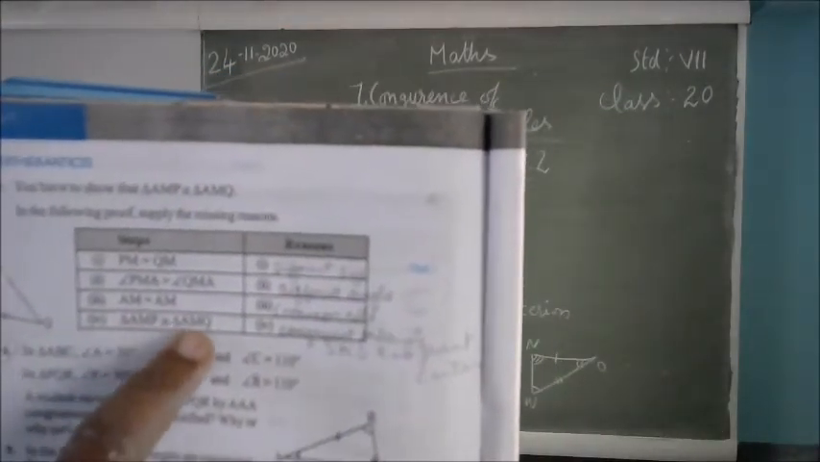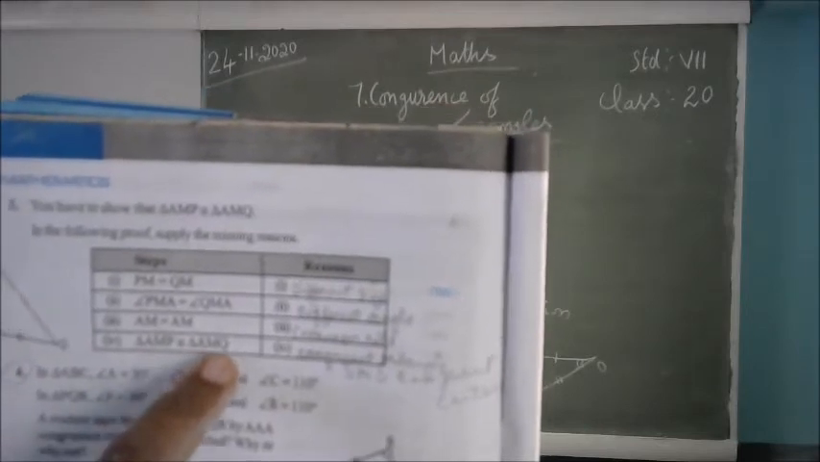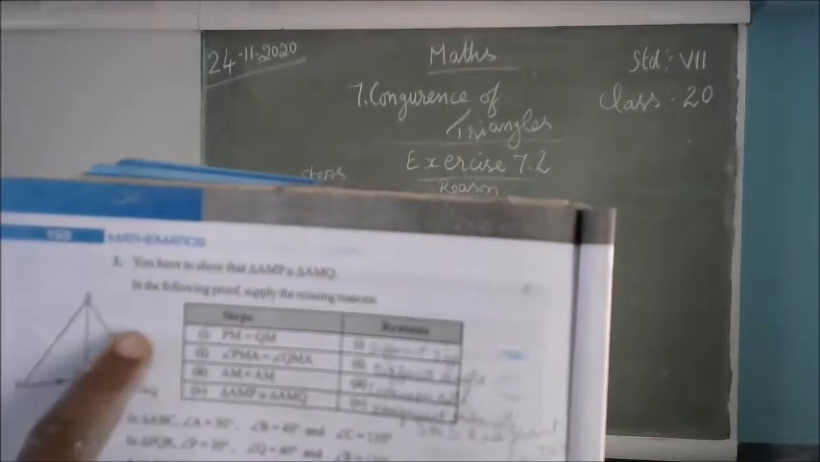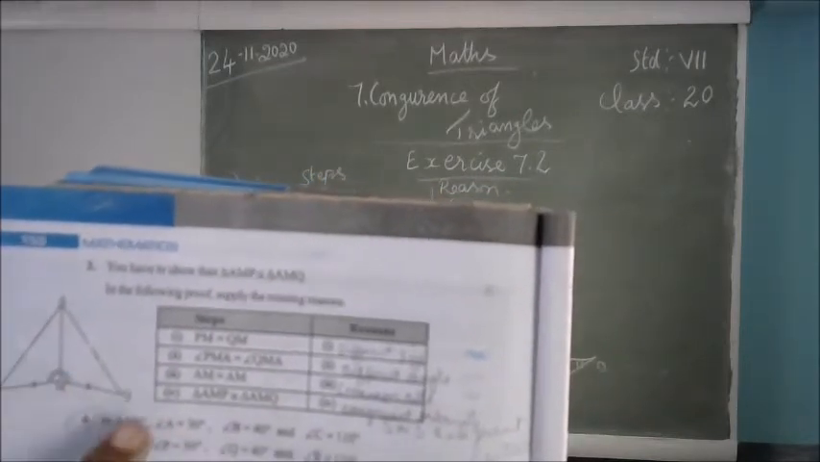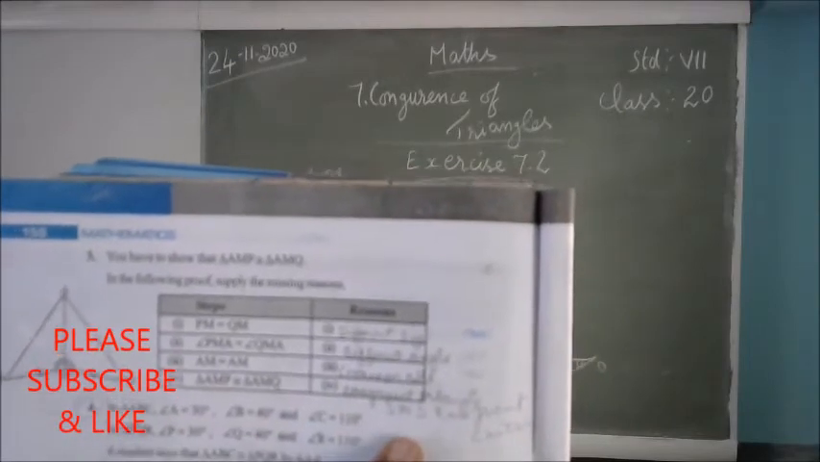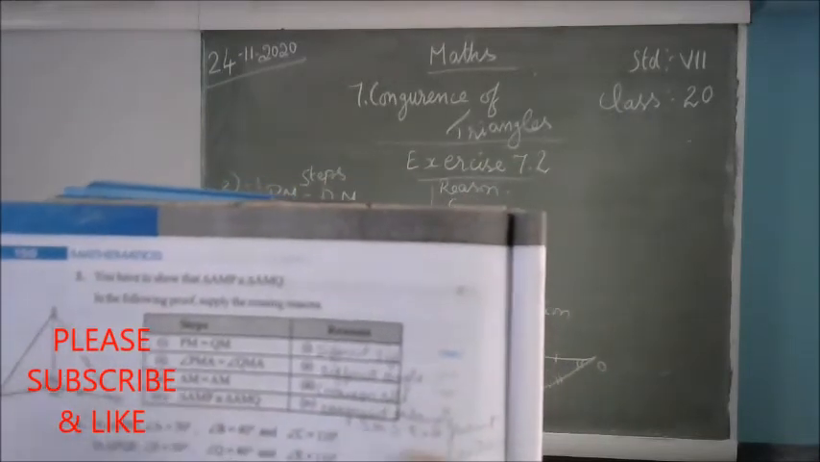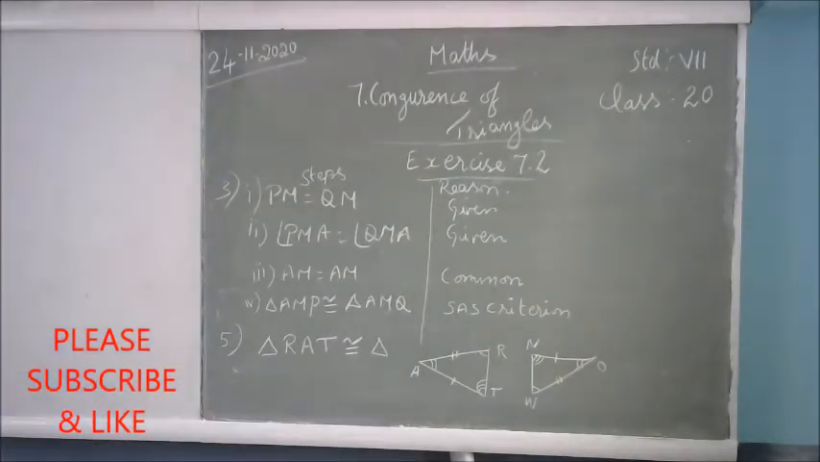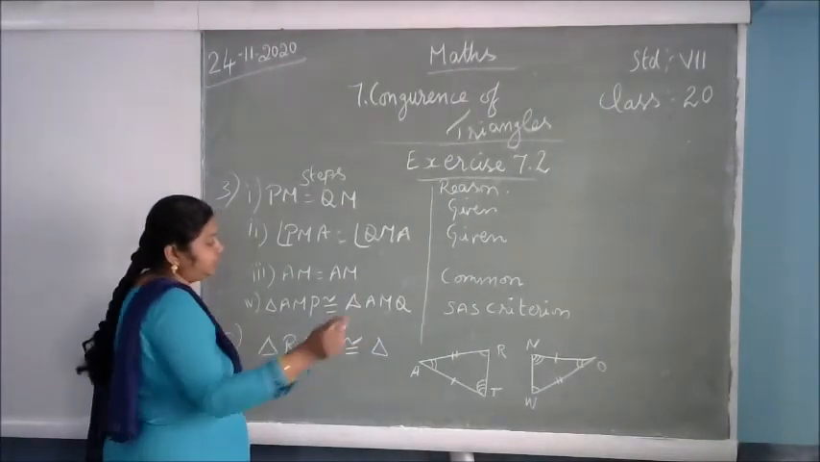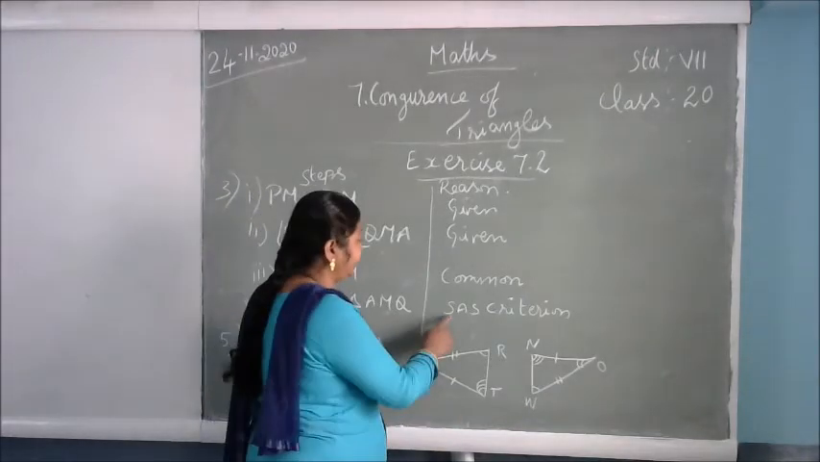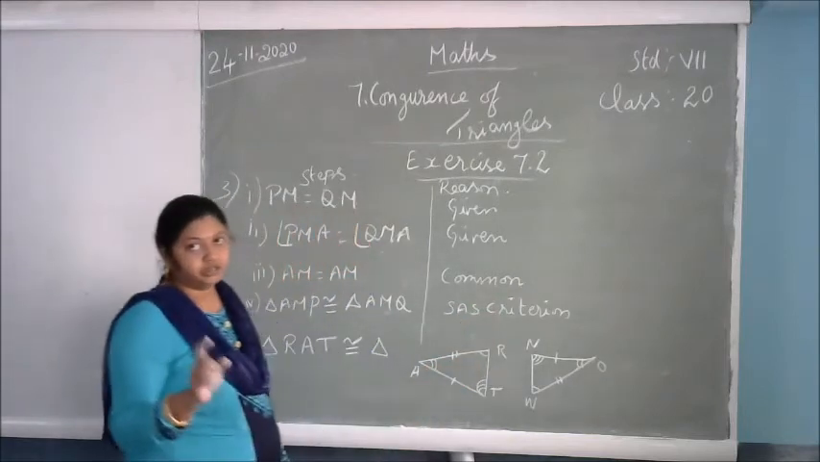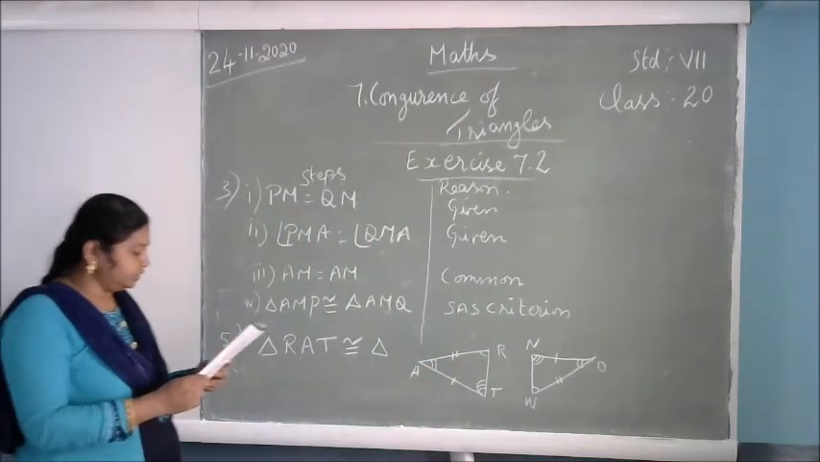Next one is triangle AMP is congruent to triangle AMQ. So this triangle is congruent to this triangle means all the sides and angles are equal. That is the meaning. Any one criterion you have to write. I wrote SAS criterion. These two triangles are congruent means any one criterion you have to give as proof. So you have to give the reason: SAS criterion.